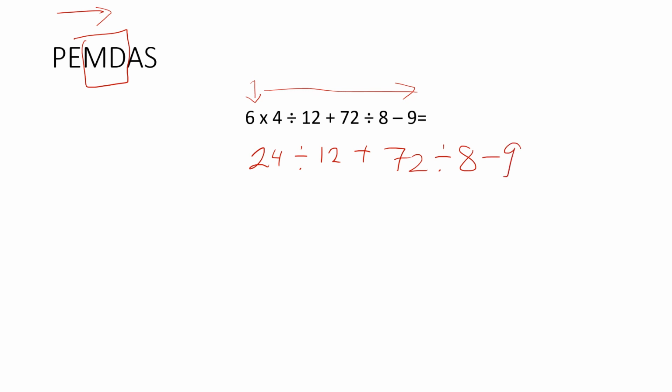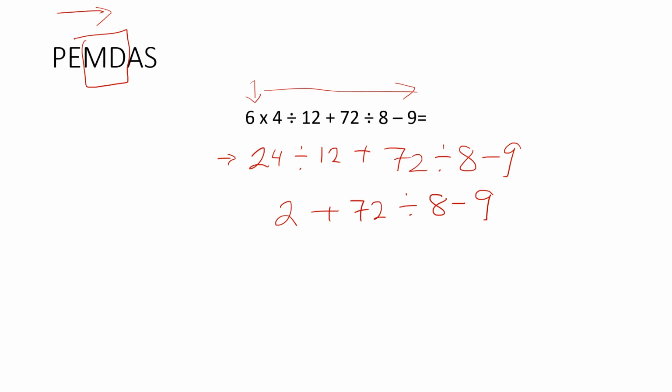Okay, are we done with our MD? No, we still have division problems in here that we need to do. So again, going left to right, which division problem do we run into first? And it's this one right here, 24 divided by 12. 24 divided by 12 is 2. We'll write that down. Plus 72 divided by 8 minus 9. Keep copying your stuff down as you go.